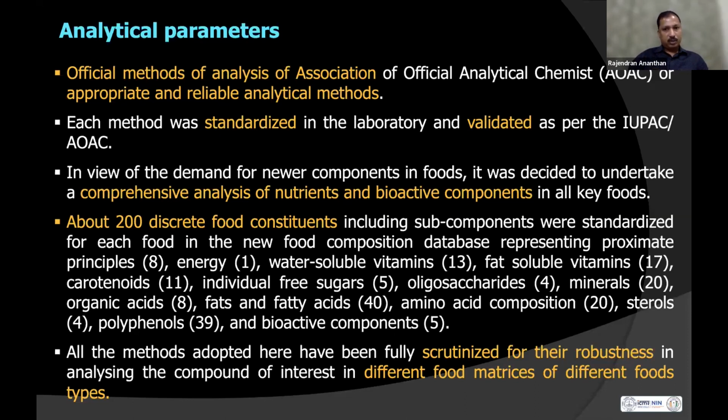And all the methods, whether official or non-official, we standardized and validated using IUPAC or AOAC guidelines. So more than about 200 discrete food constituents, which include all proximates, water-soluble and fat-soluble vitamins, individual free sugars, oligosaccharides, minerals, and so on, we have analyzed in the development of the Indian Food Composition Tables, as you know very well.